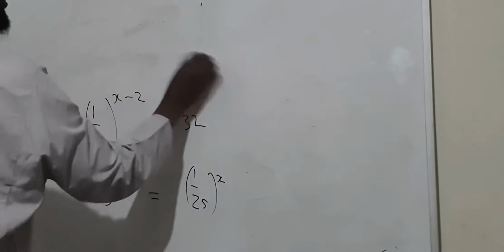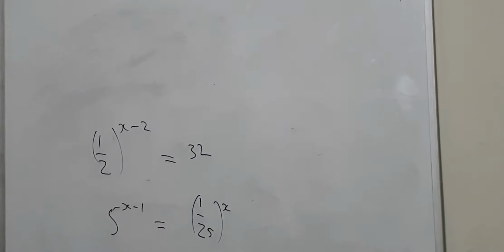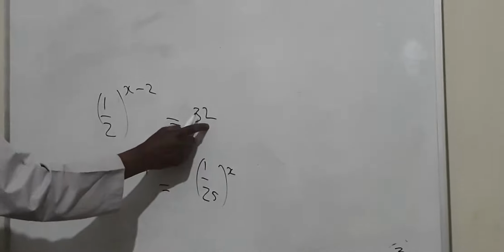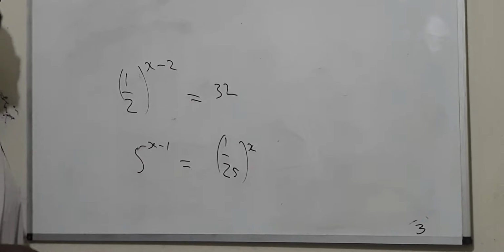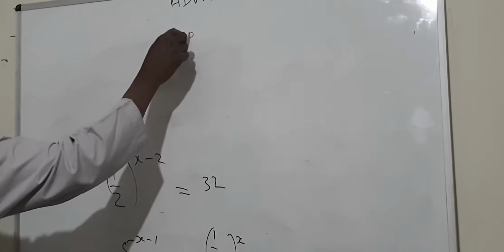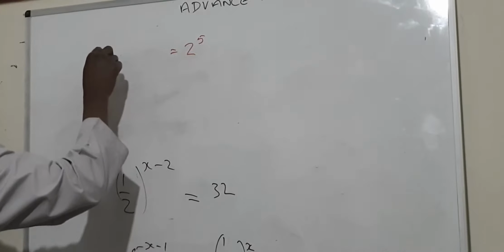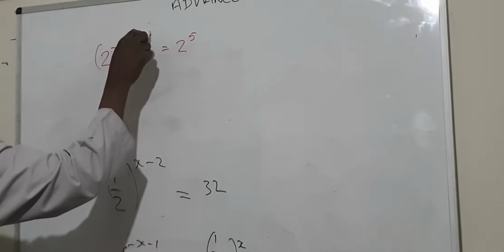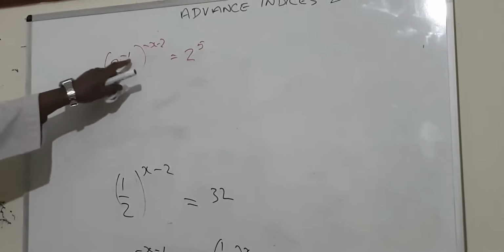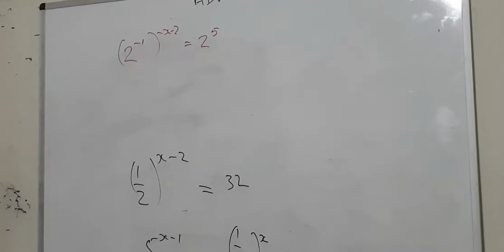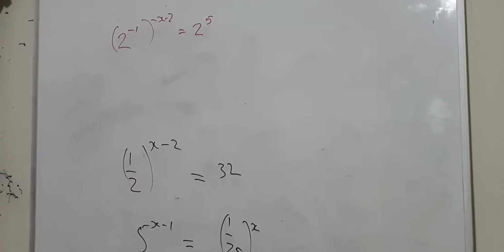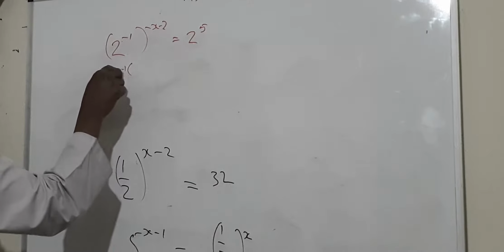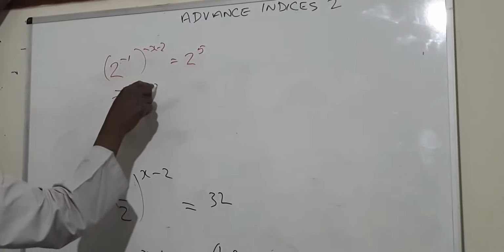Now, let's take this one out as well. Same thing. Since we have 2 here, that rings a bell. We know that this one can be expressed as a power of 2. We know half is 2 to the power minus 1, all to the power x minus 2. Remember, don't forget your minus 1. It's not 1, it's minus 1. So this multiplies everything inside.